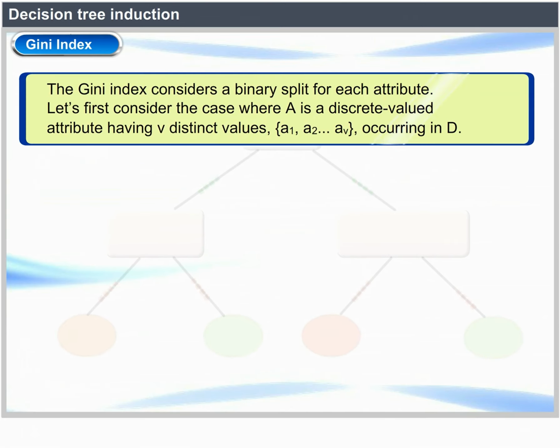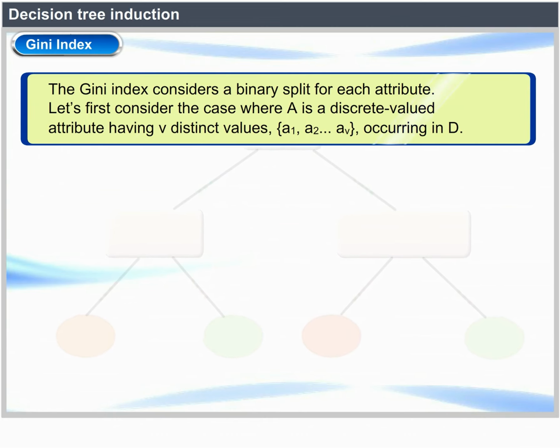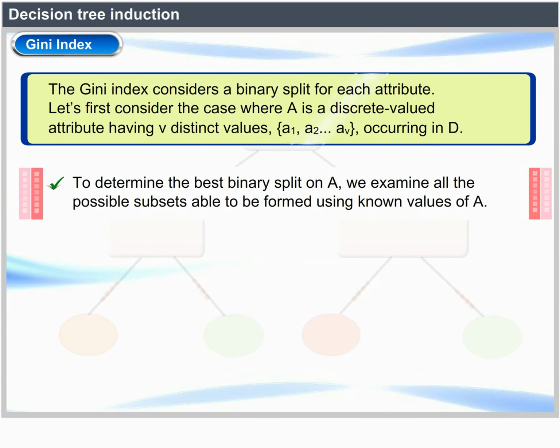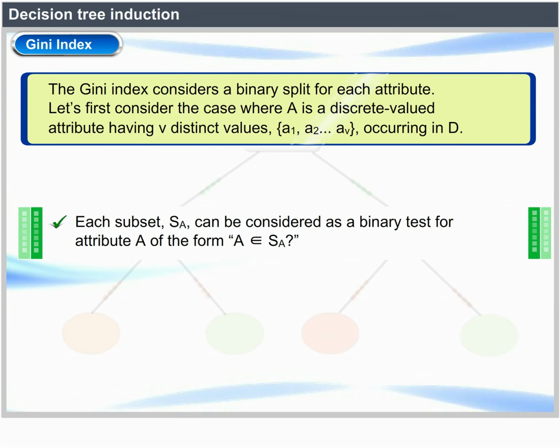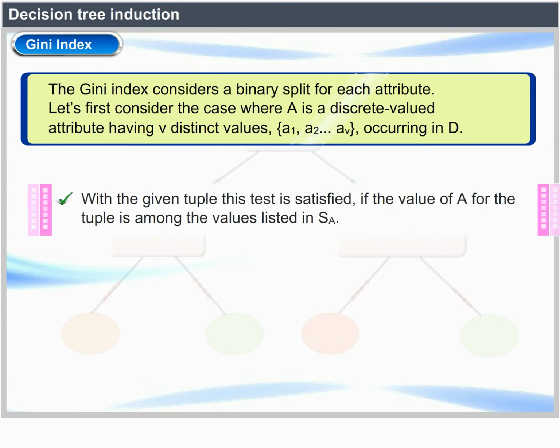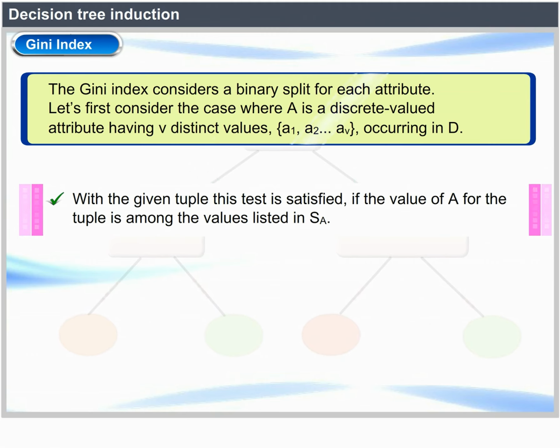The Gini index considers a binary split for each attribute. Let's first consider the case where A is a discrete-valued attribute having v distinct values, a1, a2 and so on up to av, occurring in D. To determine the best binary split on A, we examine all the possible subsets that can be formed using known values of A. Each subset SA can be considered as a binary test for attribute A of the form A belongs to SA. Given a tuple, this test is satisfied if the value of A for the tuple is among the values listed in SA.